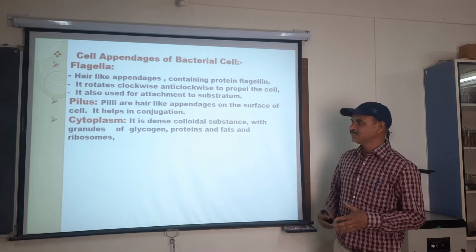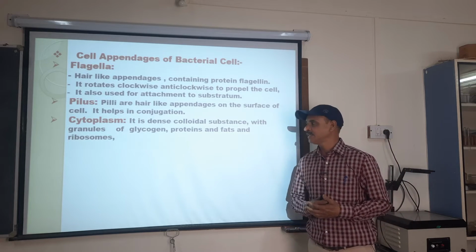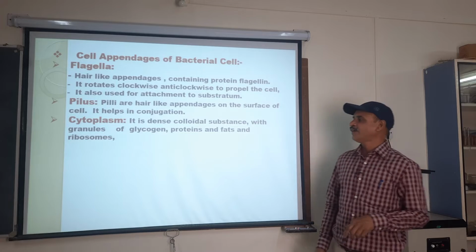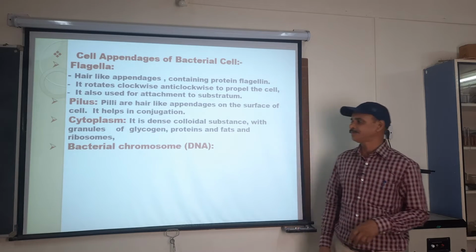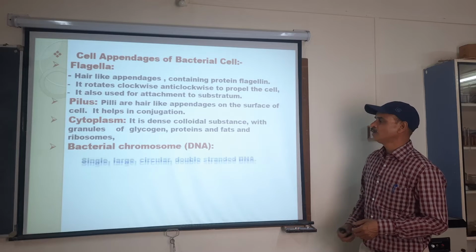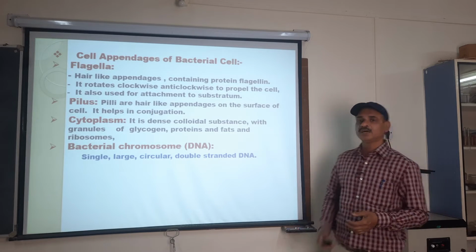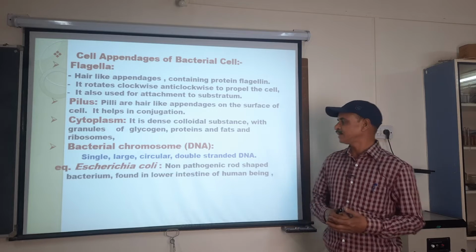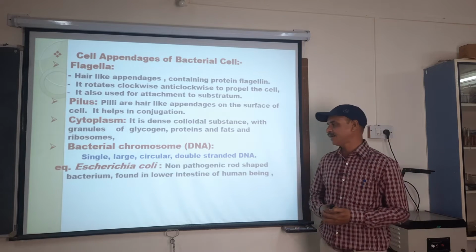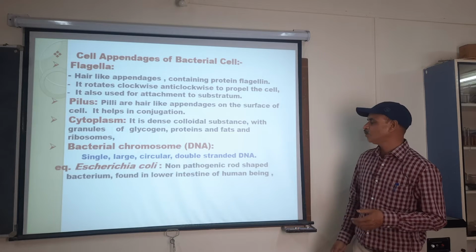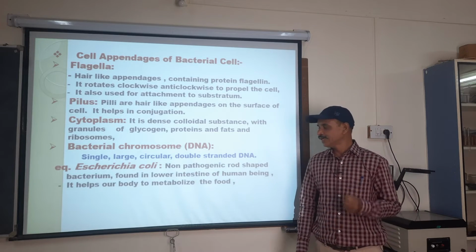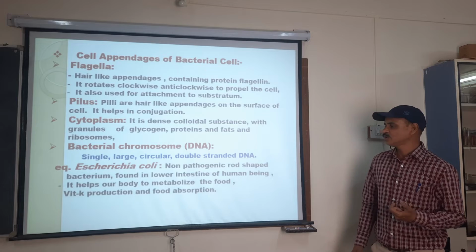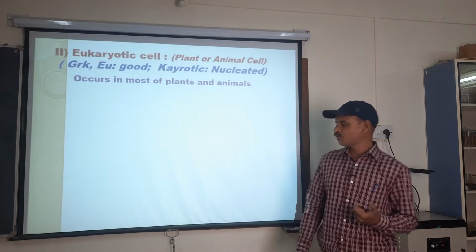Then inside is the cytoplasm. Cytoplasm is a dense colloidal substance with granules of glycogen, protein and fats, and ribosomes are present within the cytoplasm. Now the bacterial chromosome is a single large circular double-stranded DNA present in the cell. For example, Escherichia coli is a typical bacterial cell. It is a non-pathogenic rod-shaped bacterium found in the lower intestine of human beings. So this E. coli bacterium helps our body to metabolize food material, and it is also associated with vitamin K production and food absorption.